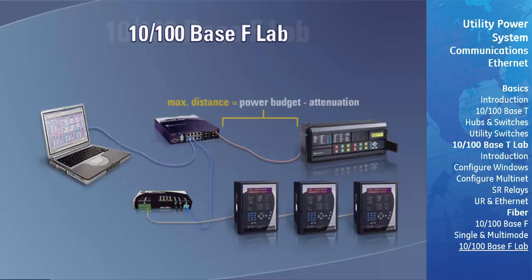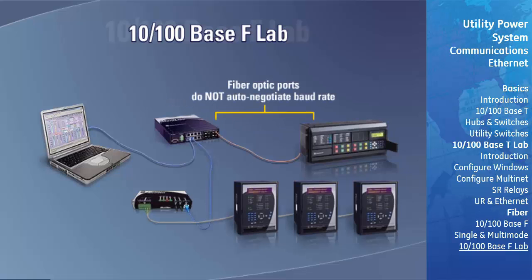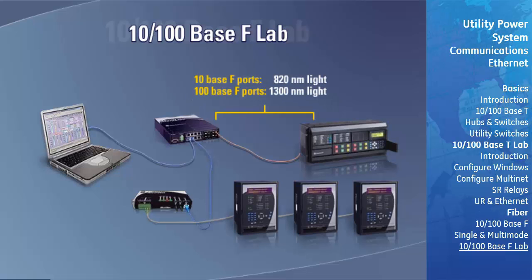Remember that the maximum distance of the fiber optic cable is defined by the power budget minus the attenuation. Therefore, it is important to note that the universal relay has a 10 dB power budget. Unlike 10-100 base T, the fiber optic ports do not auto-negotiate the baud rate. This is because the 10 base F ports use 820 nanometer light, while 100 base F ports use 1300 nanometer light. Due to the difference in the light frequency, 10 megabit ports cannot communicate with 100 megabit ports.